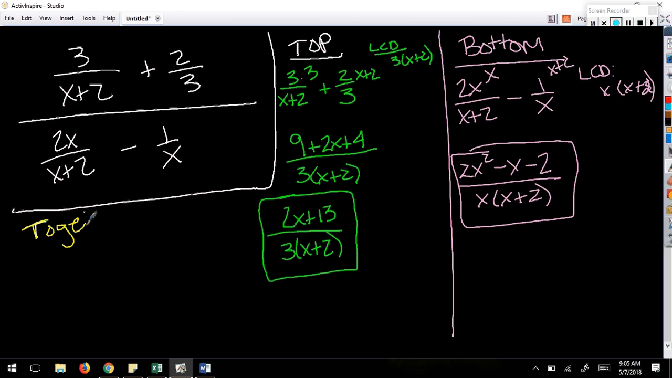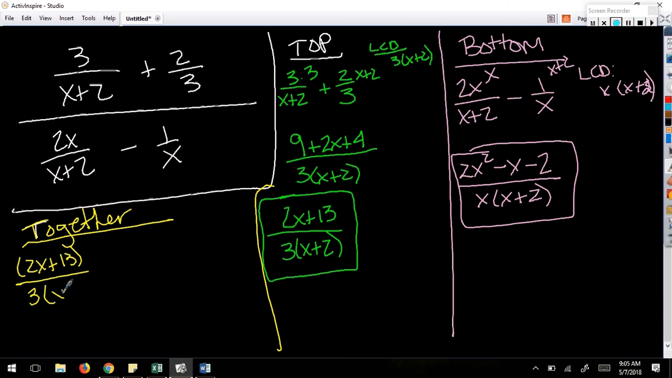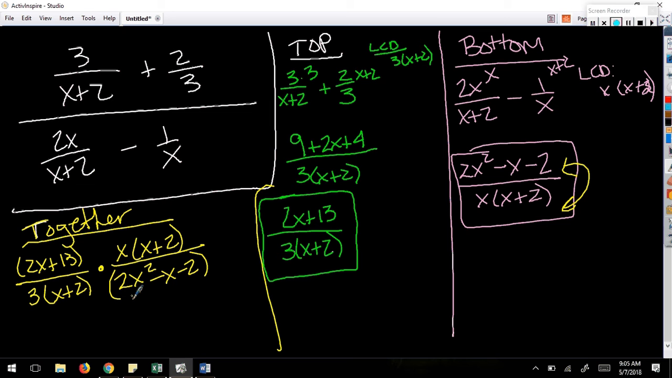All right, so together. Remember what we're going to do here. We're going to make this a multiplication problem. We're going to take the top and multiply it by the flip of the bottom. So we have to flip this bottom around: x times x plus 2. Everything's been completely factored, and I'm multiplying. This is where, if you mess up, this is probably where you're going to mess up. You're going to try to make it harder than it is. Every single plus or minus is enclosed in parentheses.